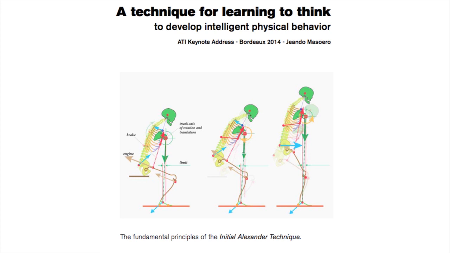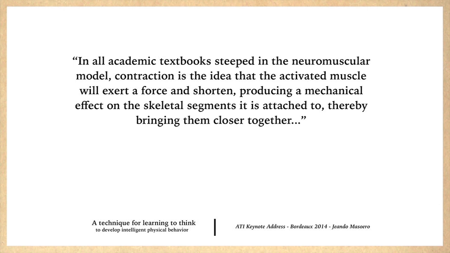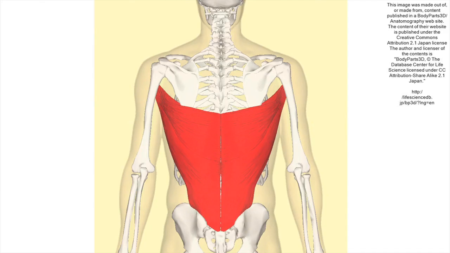To me, one of the most interesting claims in the speech is about the basic conception of muscular contraction. He says, "In all academic textbooks steeped in the neuromuscular model, contraction is the idea that the activated muscle will exert a force and shorten, producing a mechanical effect on the skeletal segments it is attached to, thereby bringing them closer together." This is an idea we are likely familiar with. When a muscle contracts, it shortens and moves the bony structures it's connected to closer together. This idea, however, is not the full picture.